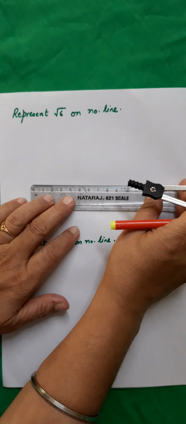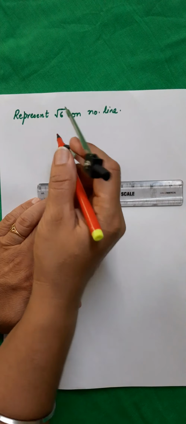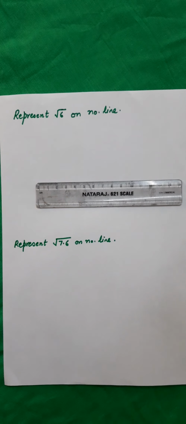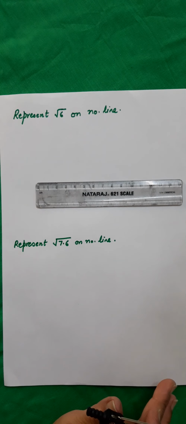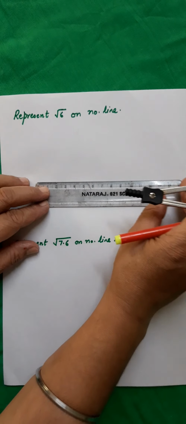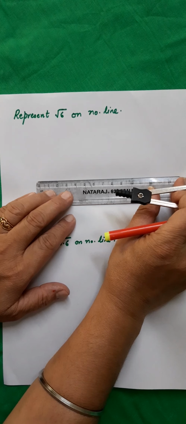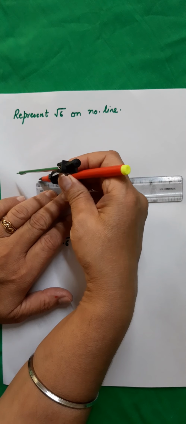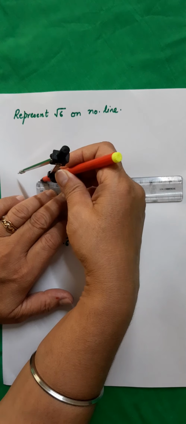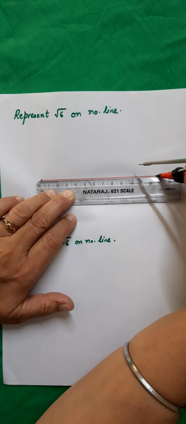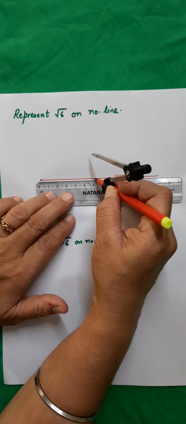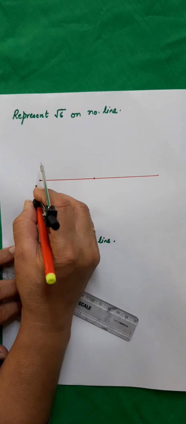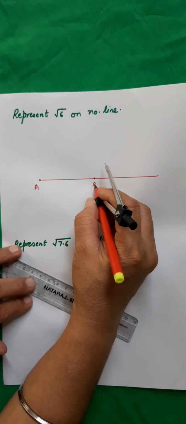First of all, we will mark 6 units. It is root 6. Therefore, 6 units will be marked. You can mark 6 centimeters, 6 inches, anything whichever you are comfortable with. I take 6 centimeters. So from here I will be drawing a straight line first. Alright, I have drawn a straight line. On this I mark 6 units and I name them as A and B.